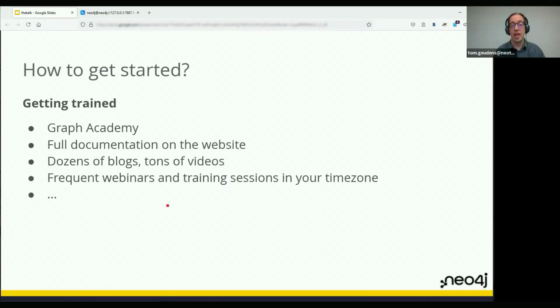So once you have the database, you need to get trained. We discussed the learning curve. There is a learning curve, and the resources for that are also plenty. We have the Graph Academy, where you can get free trainings in Cypher, modeling, and graph data science. There are quite a few of them, and you can also get certified there, which is interesting.